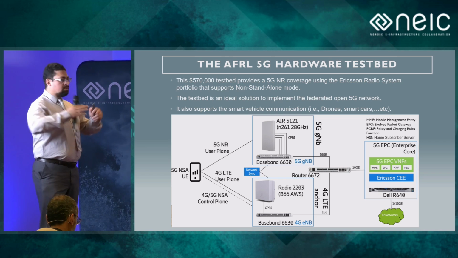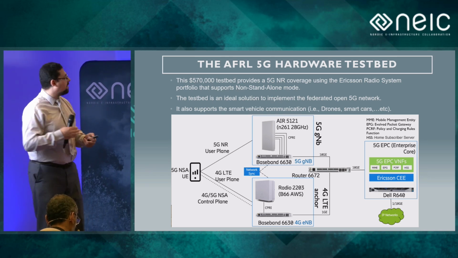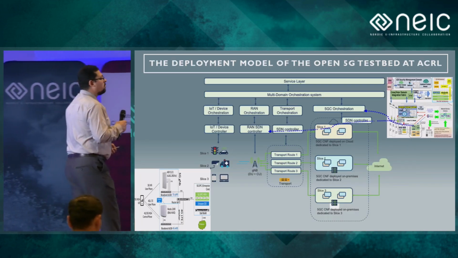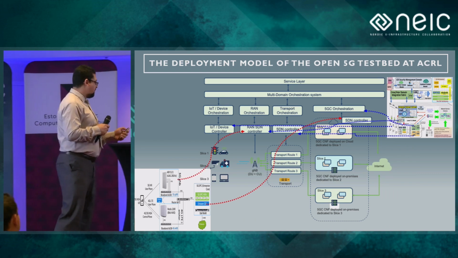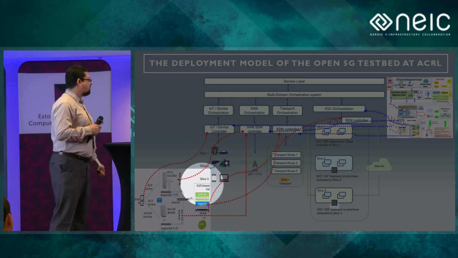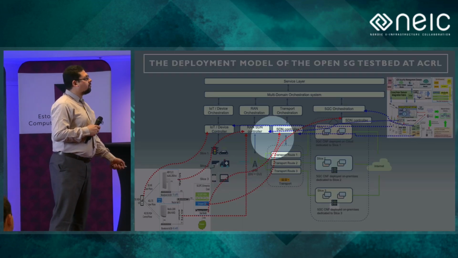So in order to connect these networks together to simulate the open 5G architecture scenario, we use this hardware testbed, and we can connect the hardware testbed here, on the left-hand side. This is the hardware testbed, which belongs to the Air Force Research Lab, with the software-based one.